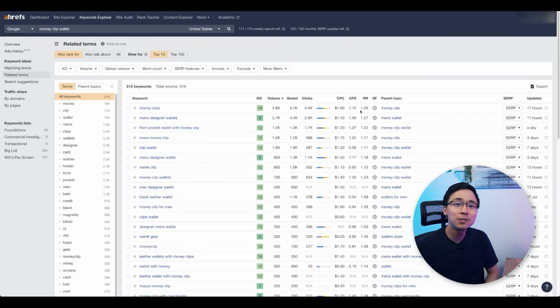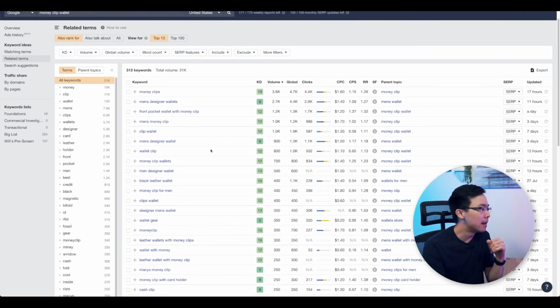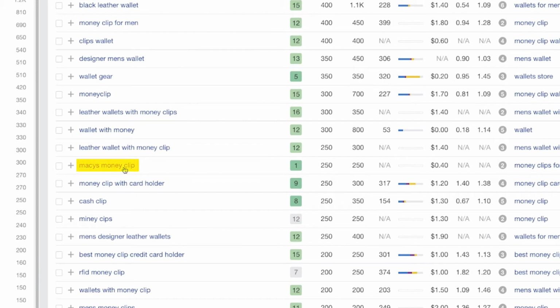So as I go into the related terms section, I'm going to see phrases that Ahrefs thinks are really similar to the phrase that I started with. So I started with Money Clip Wallet, and you can see how there are different things like Money Clips, Men's Designer Wallet, so that's a more general phrase with more volume coming in it. And you'll also see different things like Macy's Money Clip, Cash Clip, and so on, even misspellings like Mini Clips and whatnot.